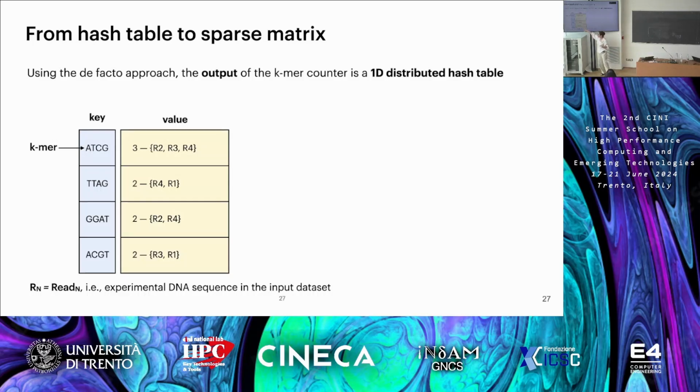Our output is this distributed hash table where we have the k-mers as keys, and the value is the frequency and which sequences they came from. So if k-mer 1 appears in reads 2, 3, and 4, this is what we have. Then here is the last time that we are in the non-sparse matrix based environment, and then we move to sparse matrices, and we do not leave it until we have completed the computation.